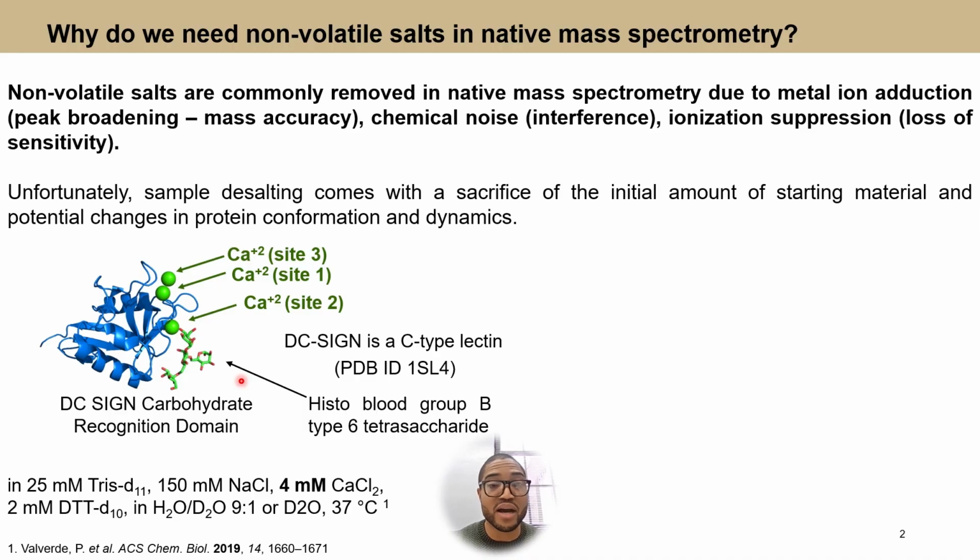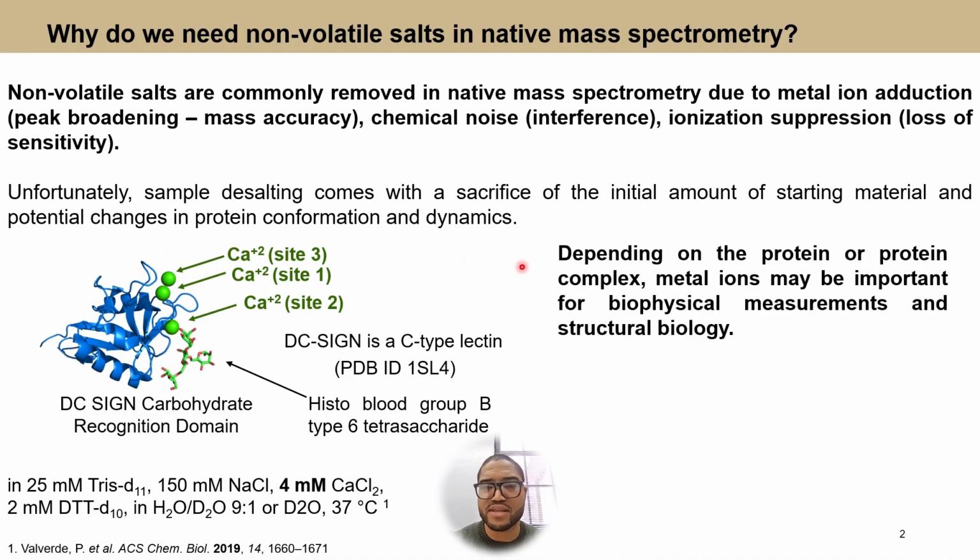It is a carbohydrate binding protein, so it is a lectin, and it is considered a C-type lectin because interaction depends on the presence of calcium ions. Now, to perform this kind of binding affinity measurements, relatively high concentration of calcium ions are required, and the reason is that for the interaction to occur, the calcium ion binding sites on the protein must be fully occupied.